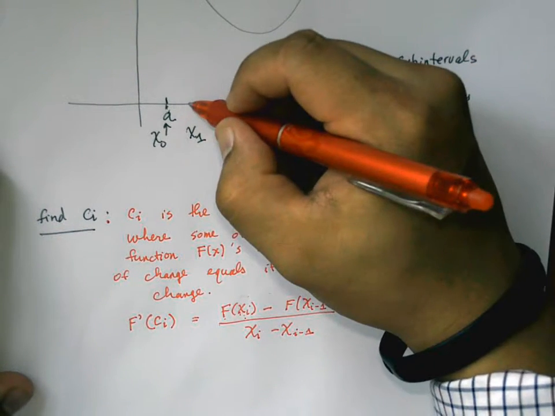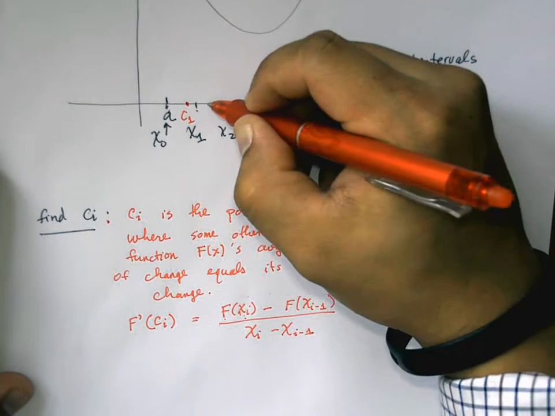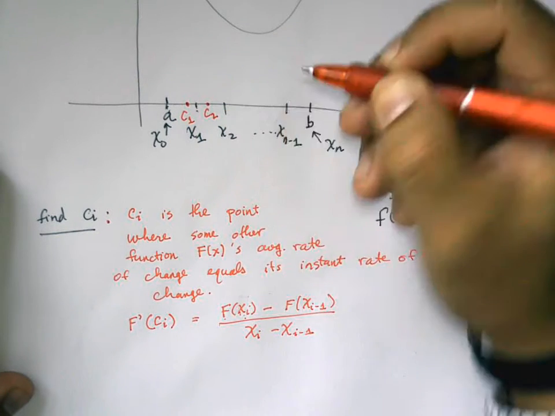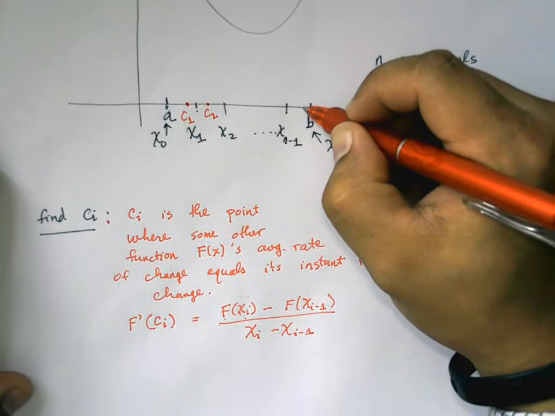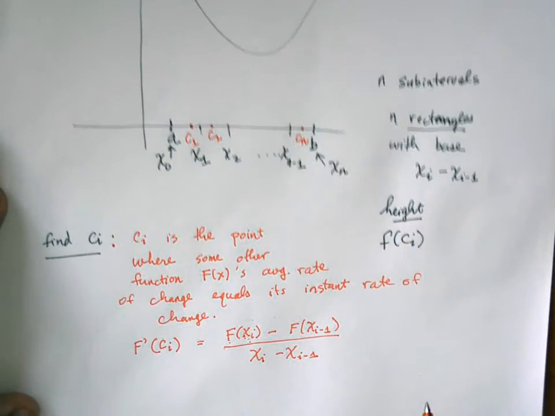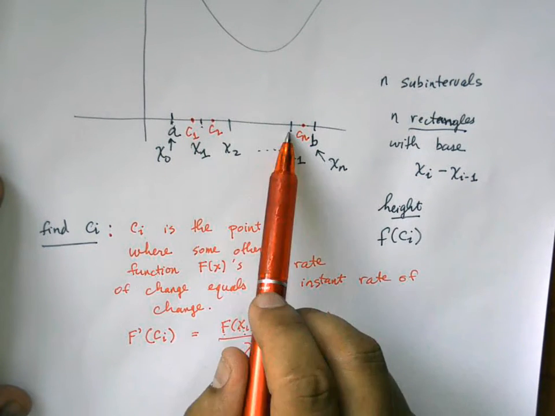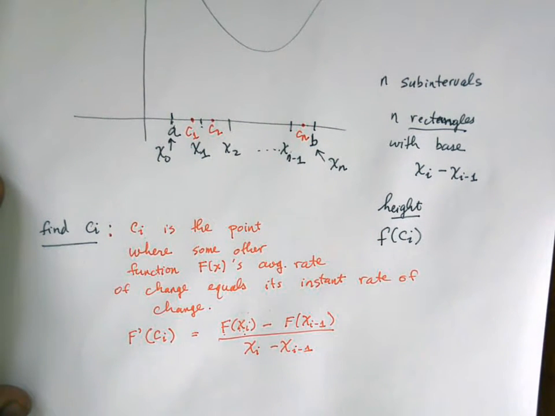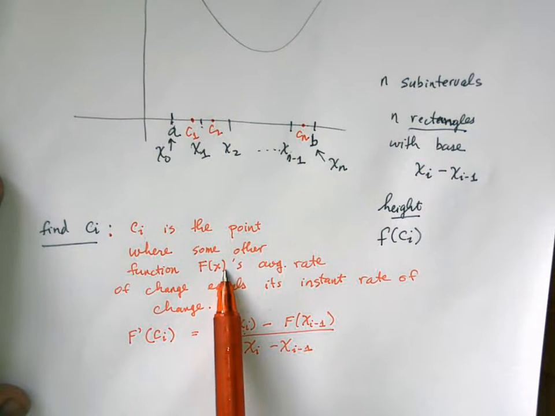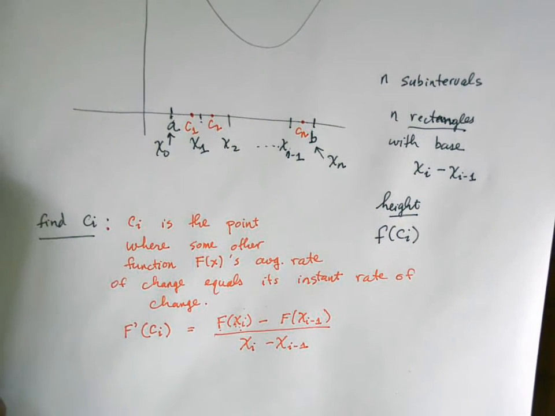So c is some point in here. This would be c1, and I'm arbitrarily making these marks c2, c3, c4, all the way to somewhere in between here would be c sub n. The way that we choose these c's is they're the point where some other function's average rate of change equals its instant rate of change.